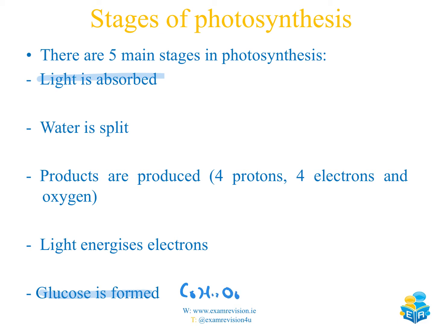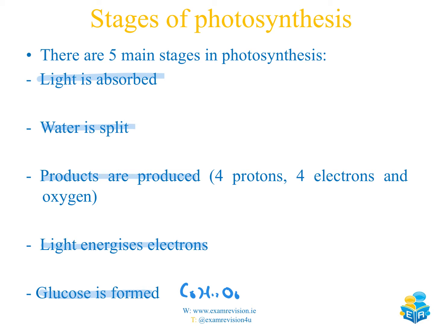So the couple of steps in the middle that we have to look at is that water is going to be split. We'll look at that in a couple of minutes, about what that entails. We're going to get products formed and we're going to have light energize electrons. Okay, so the light is going to be absorbed, water is going to be split, some products are going to be produced, light is going to energize electrons, and then glucose is going to be formed.